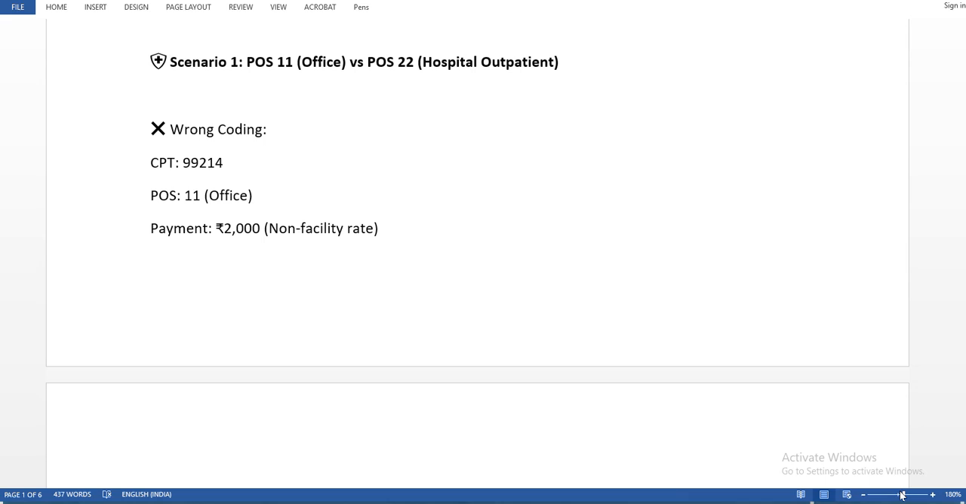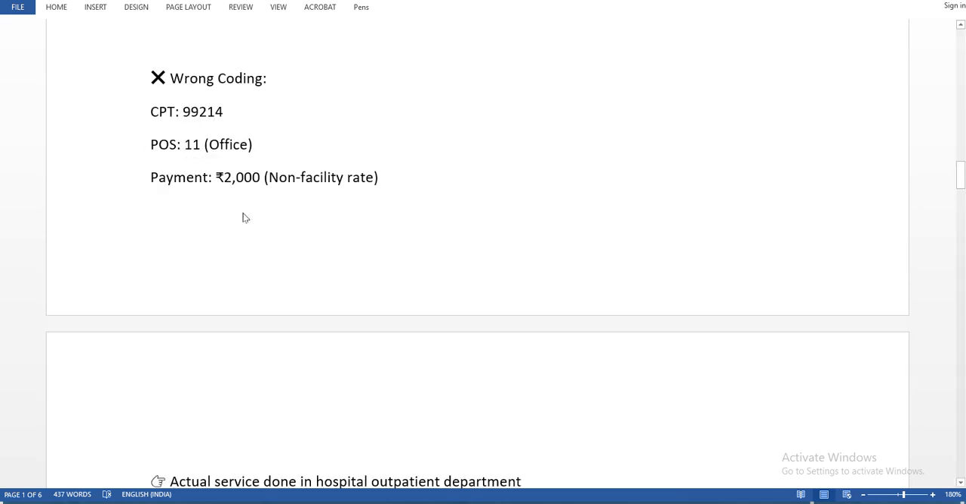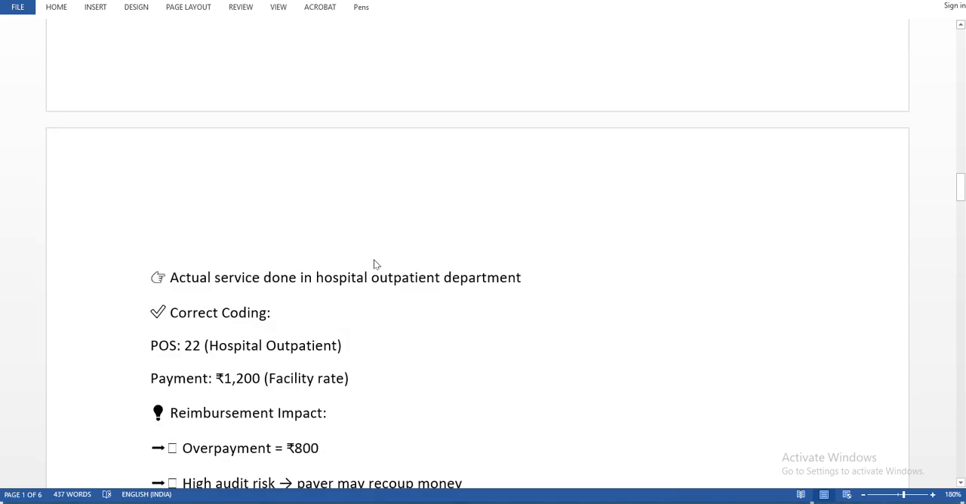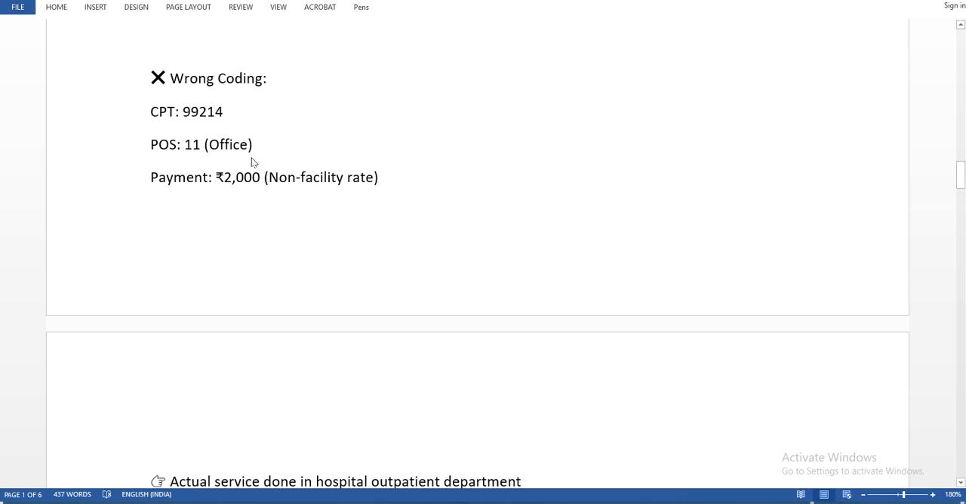Now we will see few scenarios. The first scenario is POS 11 versus POS 22. 11 is for office, 22 is for hospital outpatient. Here one of the coders coded 99214 along with 11. 11 is the POS for office. Because of that, payment is $2,000, which is the non-facility rate. But the actual service was done in the hospital outpatient department, not in the office.